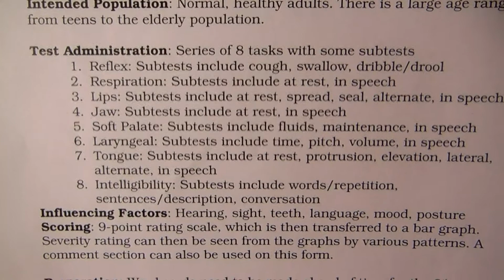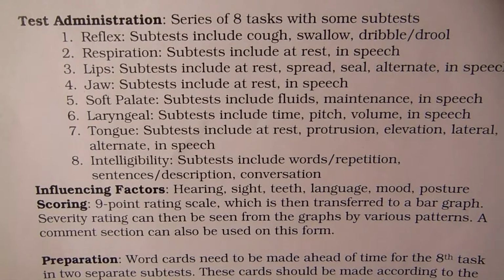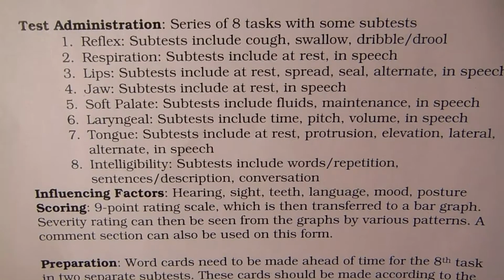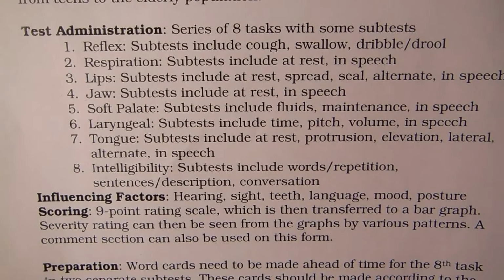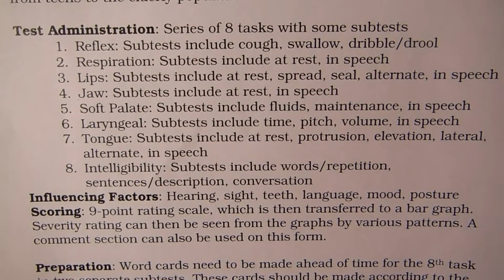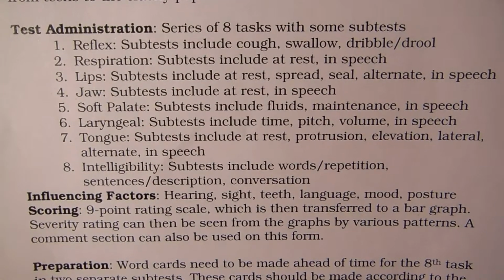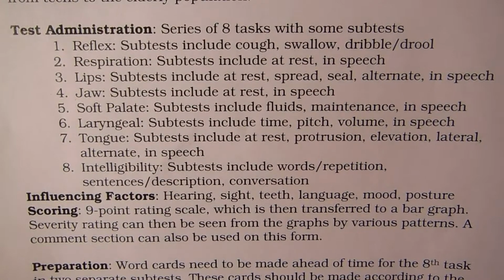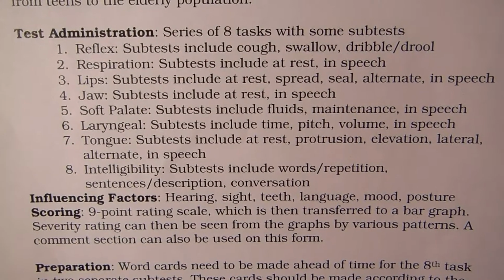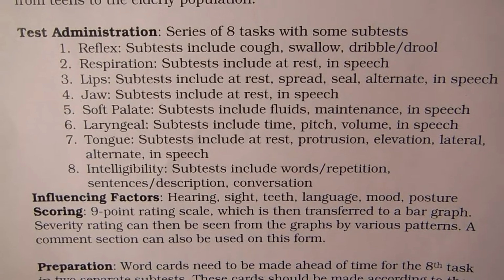To score the Frenchay Dysarthria Assessment, there is a 9-point rating scale. Once the clinician administering the test decides the score of the patient, the score is then transferred to a provided bar graph. The severity rating can then be seen from the graphs by various patterns. A comment section can also be used on this form to include any additional information about the patient during the test.